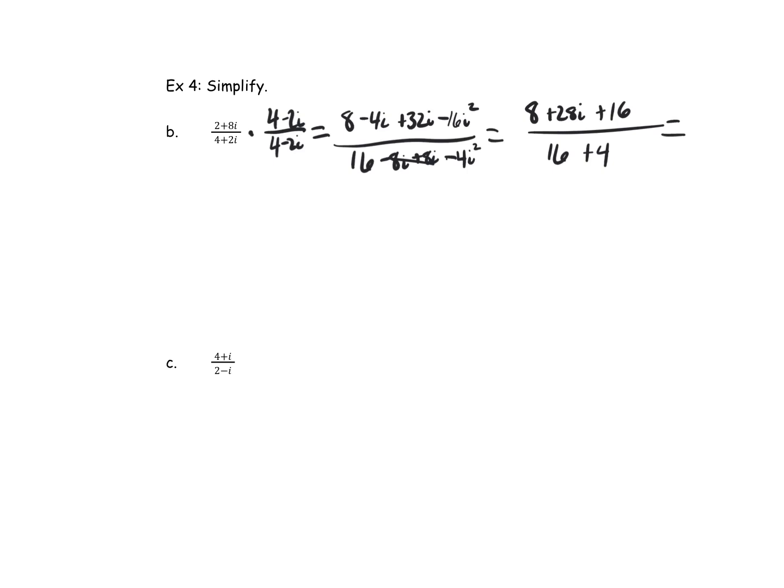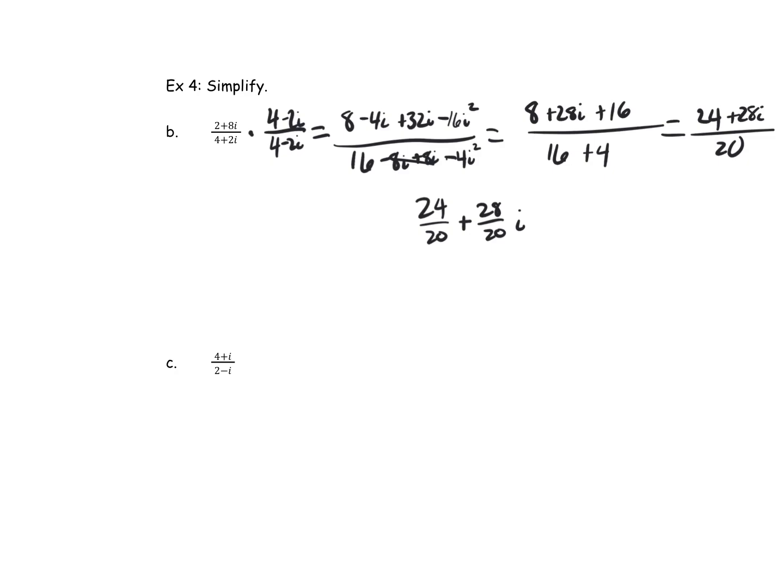8 plus 16 is 24. On the bottom, we have 20. Now, our last step is we want to write this in a plus bi form. So that means we're going to separate this into 24 over 20 plus 28 over 20i. Now we can simplify that.